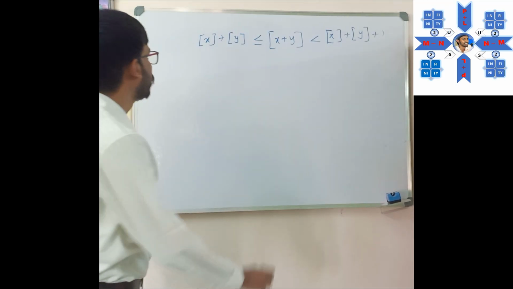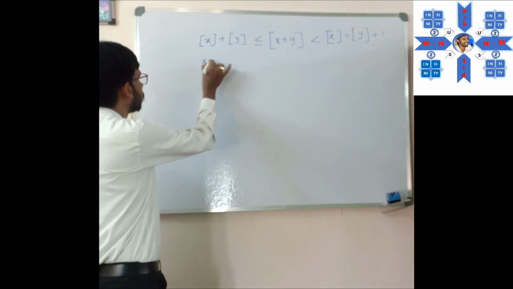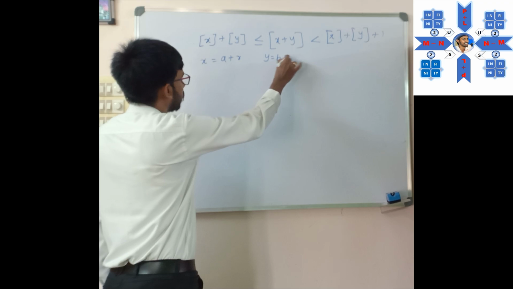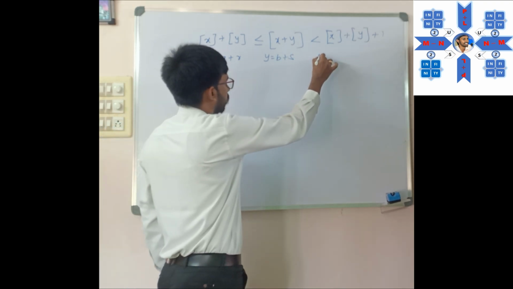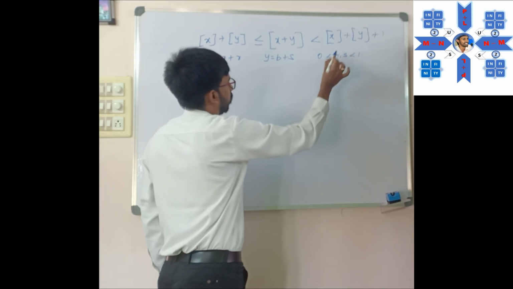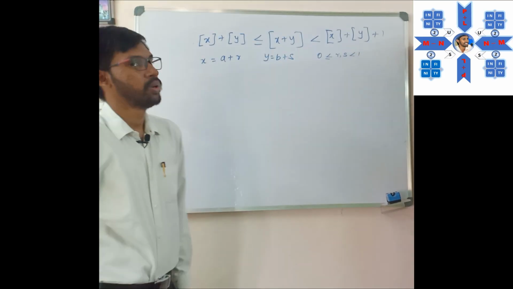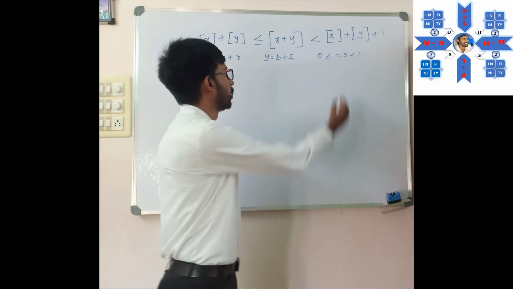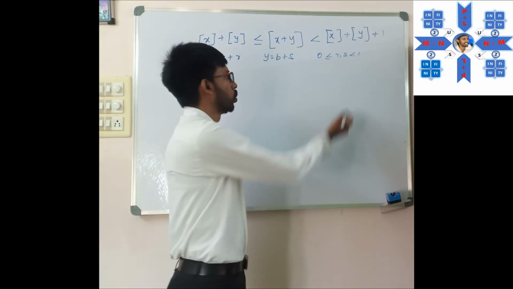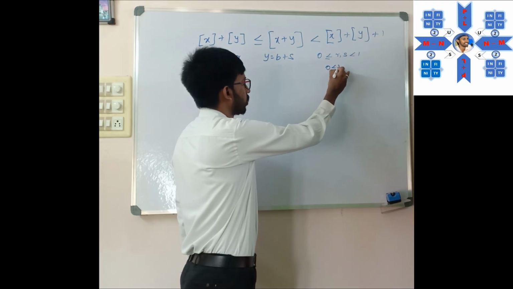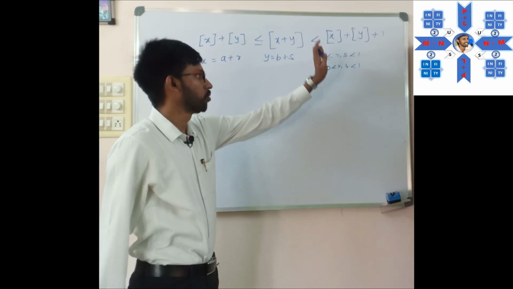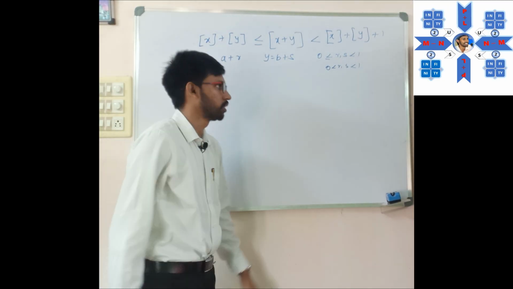So for our convenience, let me take x equal to a plus r, y equal to b plus s, where r and s lie between 0 and 1. As we discussed already, when they both are equal to 0, the case is obvious. So we'll consider the other case.